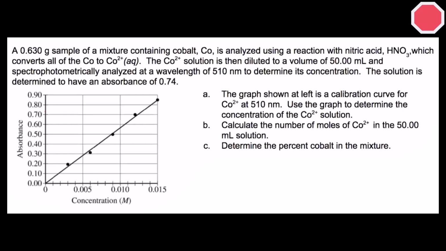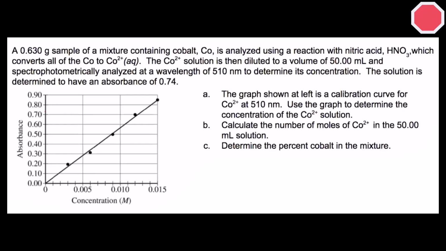Now the graph shown at left is a calibration curve for the Co2+ at 510 nanometers. Use the graph to determine the concentration of the cobalt 2+ solution. Calculate the number of moles in the 50 mL solution, and then determine the percent of cobalt in the mixture. Again, we are going to do this Beer's Law lab later, but you don't really have to know anything about Beer's Law to get this question right. You just have to be able to look at the graph and analyze it.